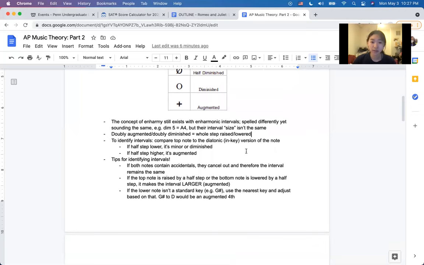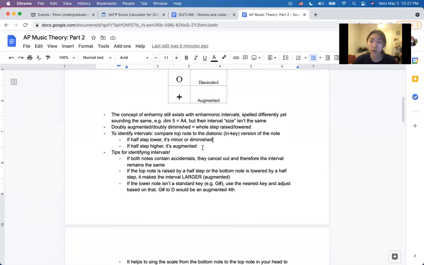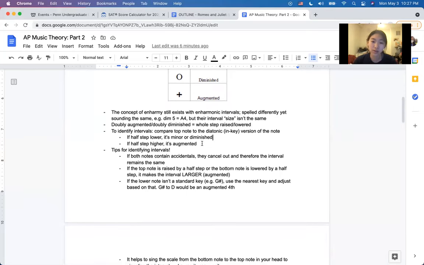To identify intervals, you want to compare the top note in the interval to the diatonic version of the note, or what you would hear in the key signature scale of what you're looking at. If it's a half step lower than what you would hear in the scale, then it's minor or diminished, depending on the scale degree. If it's a half step higher, then it's augmented. You might want to sing the scale to yourself in your head because it really helps you identify what the note should be compared to the diatonic note. It really helps me.